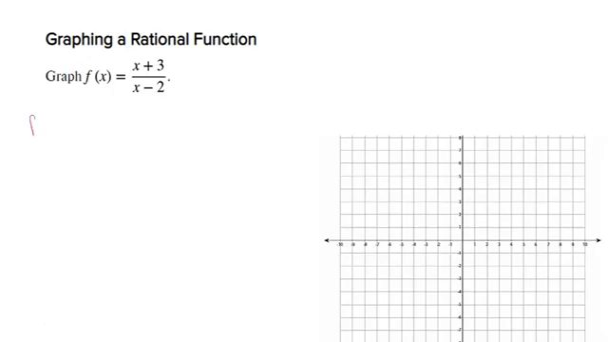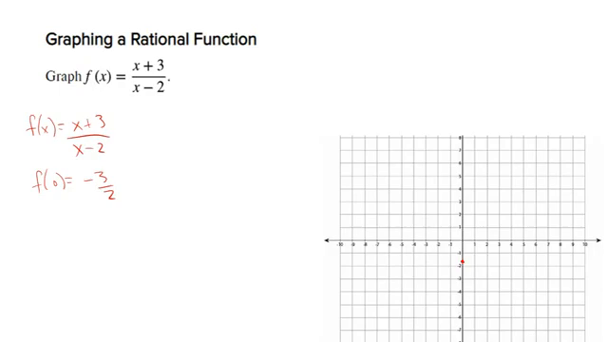Say we want to graph the function f of x equals x plus 3 over x minus 2. First of all, the y-intercept, when x equals 0, is going to be equal to negative 3/2. And so we know we have a point right here at 0 and negative 3/2, or negative 1.5.